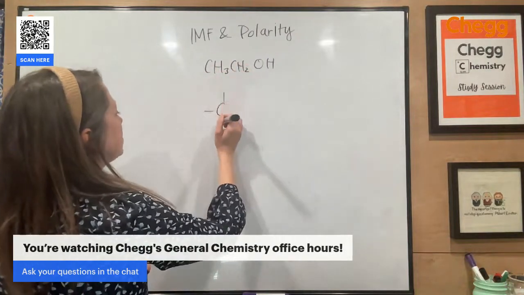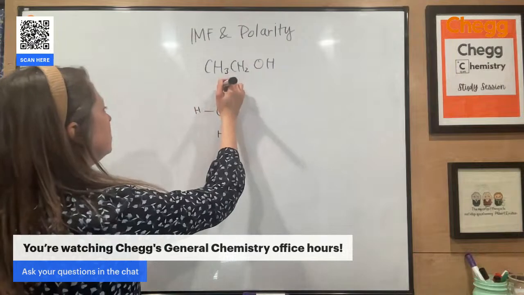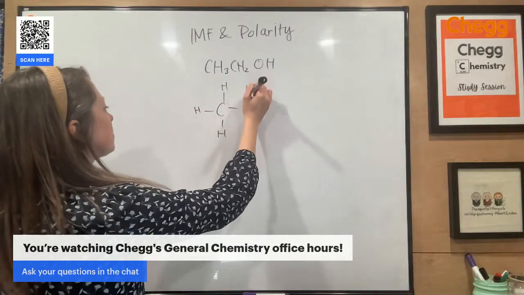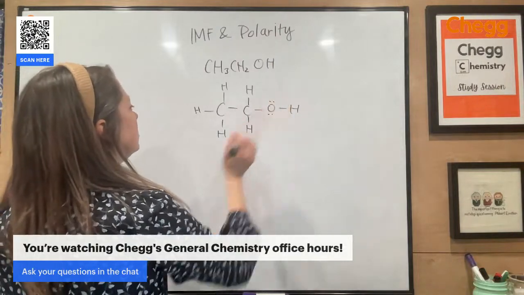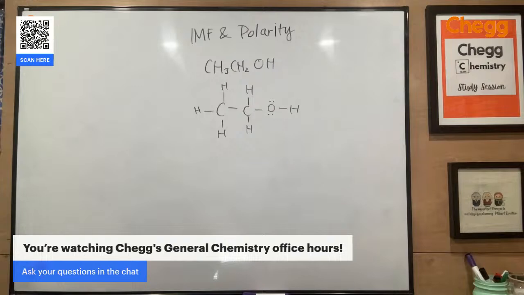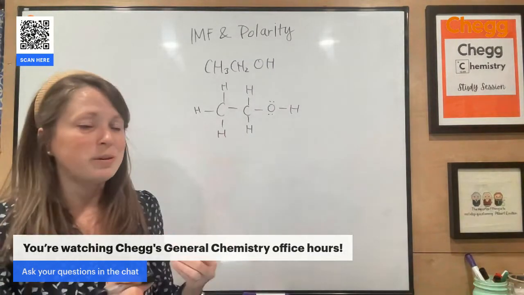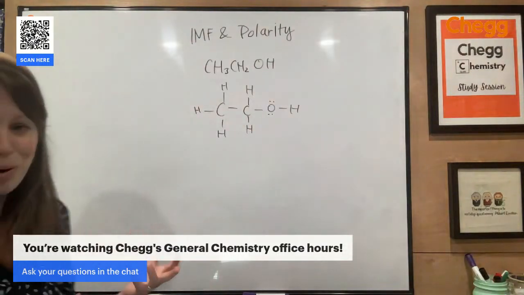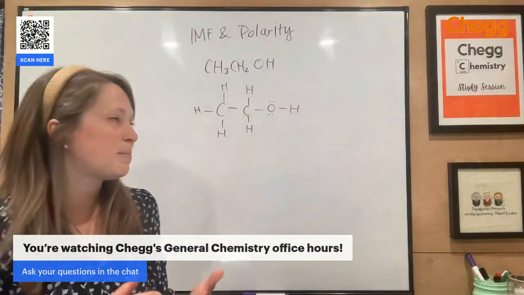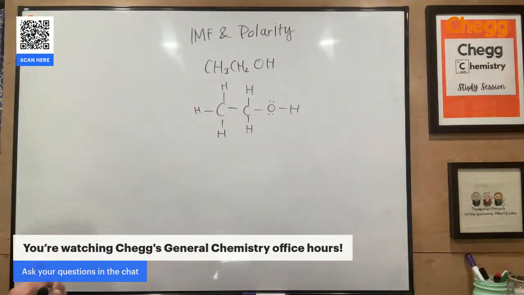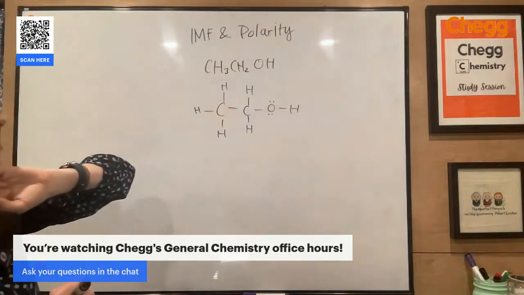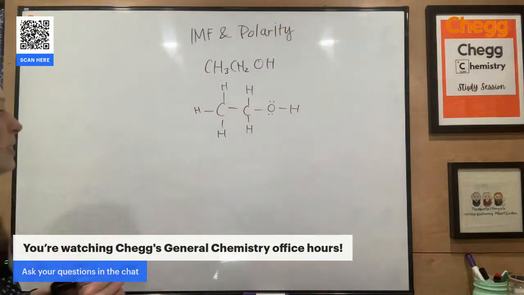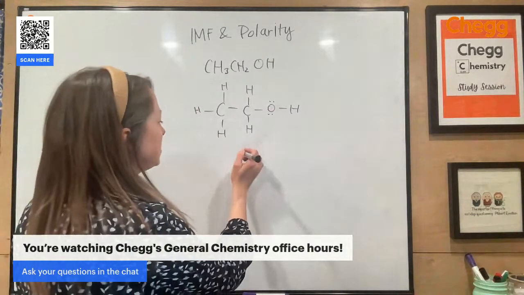So I have CH3, CH2, OH. All right, so I'm looking at this compound and I want to make some decisions about it. I want to know what type of intermolecular forces it experiences. I also want to figure out, is it polar? And what do I mean by is it polar? So looking at this, I have CH bonds, I have C to oxygen bonds, and I have an oxygen to hydrogen bond. So when I'm thinking about IMF, there are 4 types of IMF that you need to know.